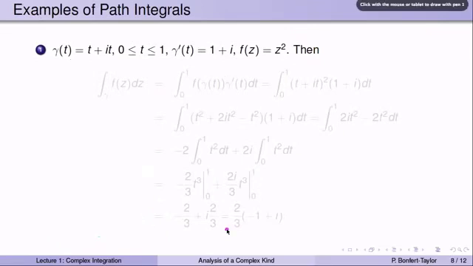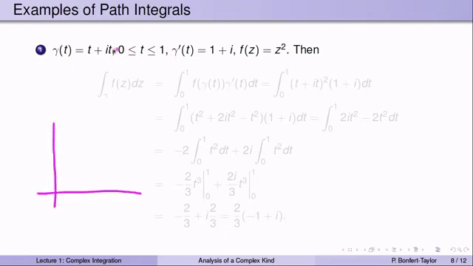Now let's look at some examples of actual path integrals. Suppose gamma of t is t plus it for t between 0 and 1. What does that look like? Well, when t is equal to 0, gamma of 0 is 0. When t is equal to 1, gamma of 1 is 1 plus i. 1 and i is right here.